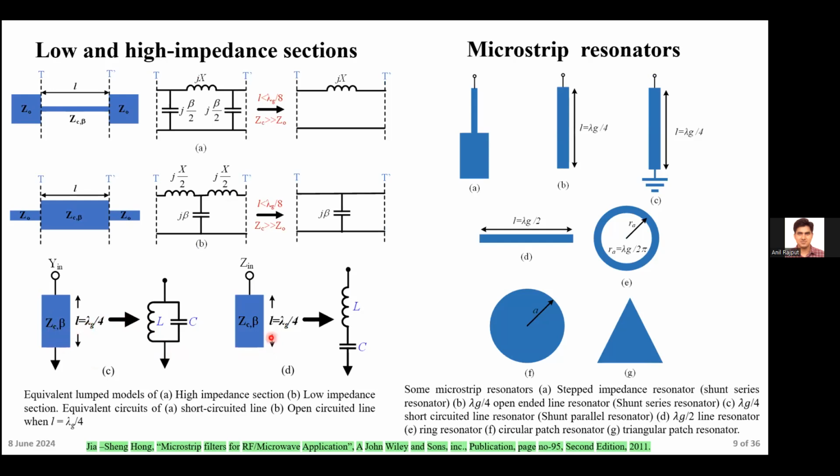And these are some resonators that we can use in the designing of the filters. Okay, like this is the step impedance resonator. These are the open-ended stubs, and these are the short-ended stubs, and these are the circular ring resonators. This is the circular patch resonator. This one is the triangular patch resonator.